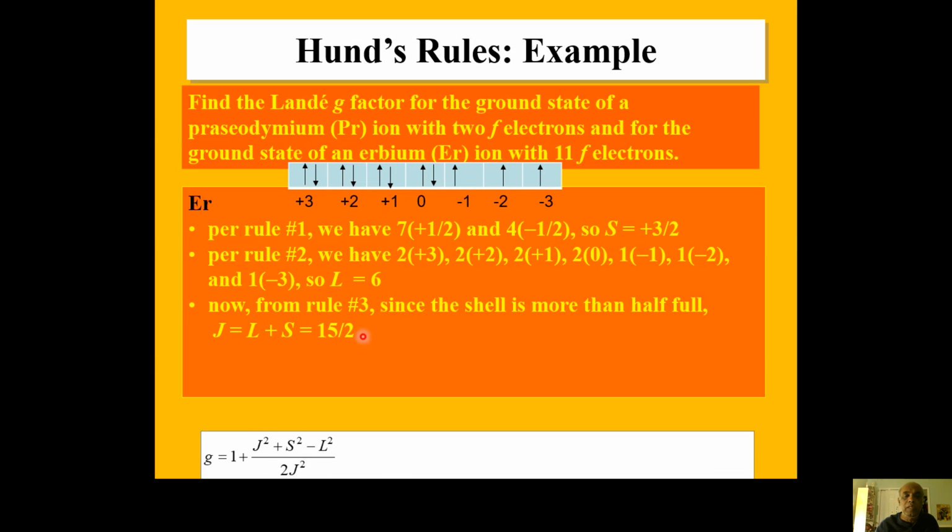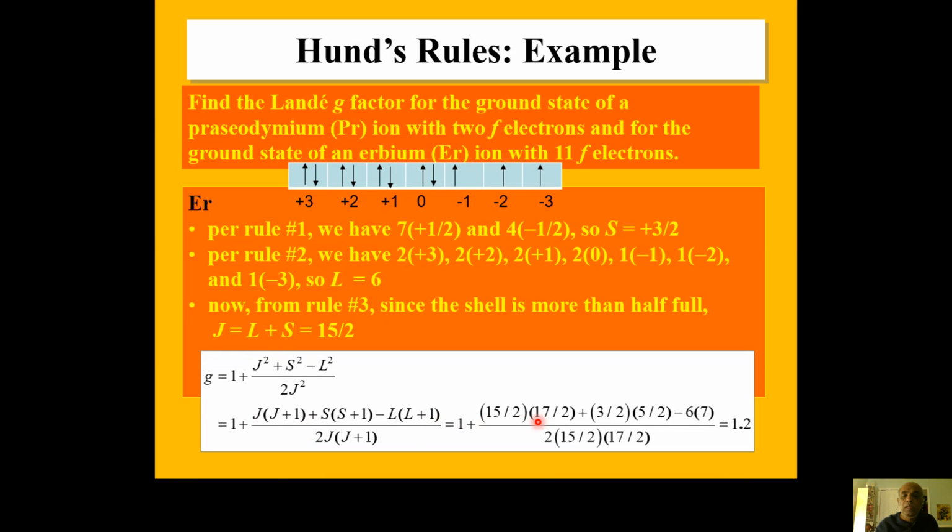Then you can calculate your Landé g factor using this equation. You get 1.2. Now if you want to write the spectroscopic notation for this one, what do you get? Because L is 6, that means 0, 1, 2, 3, 4, 5, 6. That is I. Then S is 3/2, so 2 times 3/2 is 3, plus 1 is 4. Then J is 15/2. This is the spectroscopic notation. You should be able to do all these examples very easily.